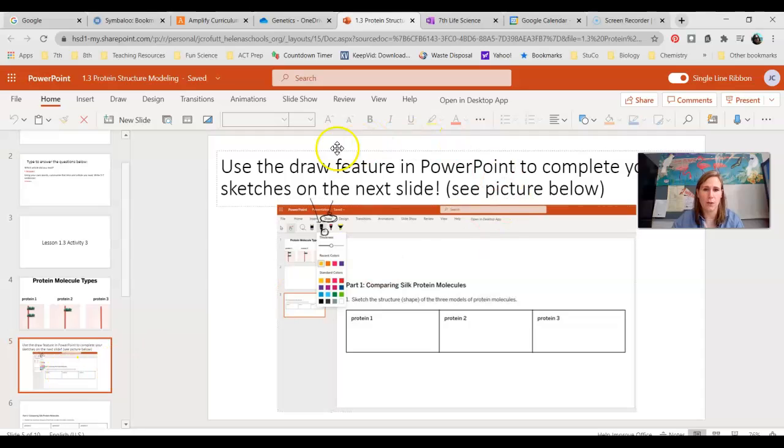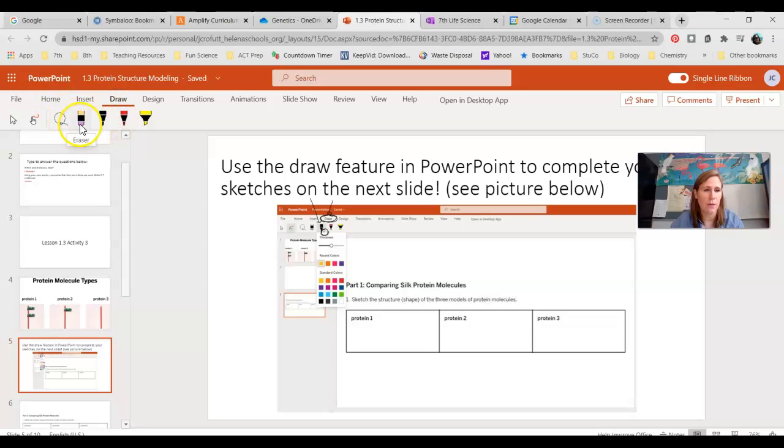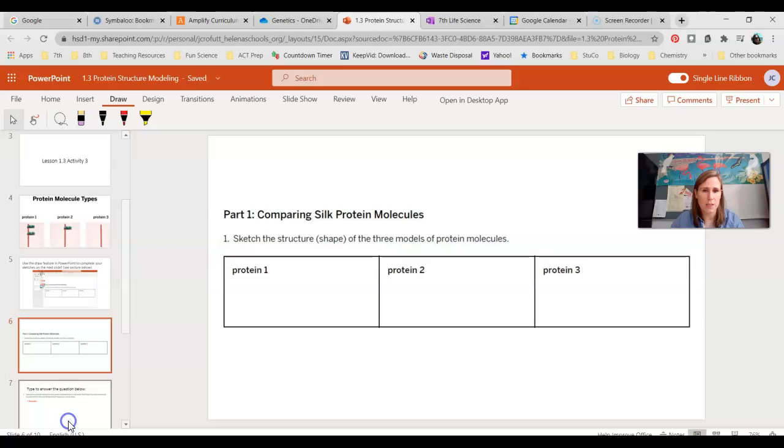On this first slide, I'll give you an idea of how to use PowerPoint and how to fill this out. It says use the draw feature in PowerPoint to complete your sketches on the next slide. So if you look up here where my mouse is, you'll see me highlighting Draw. You click on that tab, and then you have an eraser, pencil, pen, and highlighter, and when you need to go back to your cursor, you just click back on your cursor. Okay, so let's move on to the next slide.